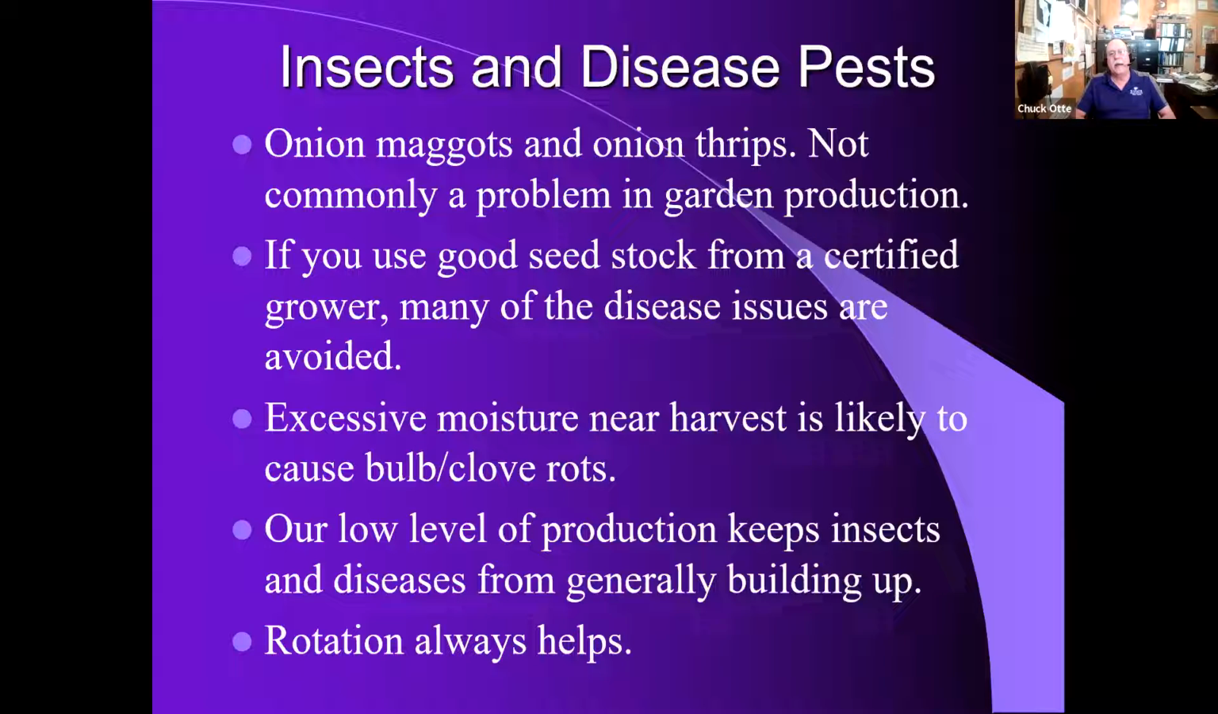Using good certified seed stock from a certified grower, most of your disease issues are going to be avoided. Plain and simple. Excessive moisture near harvest is likely to cause bulb and clove rots. And when we say rot, it's actually usually a mildew, and you've got a period of time that you can get them used up, and that comes down to when you're harvesting and sorting them.